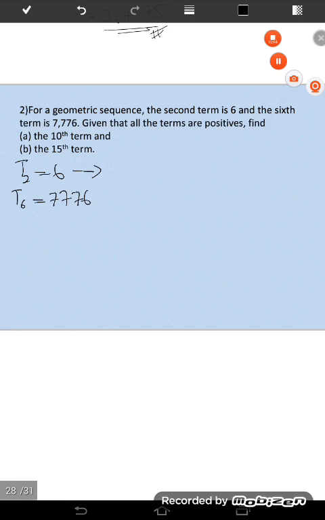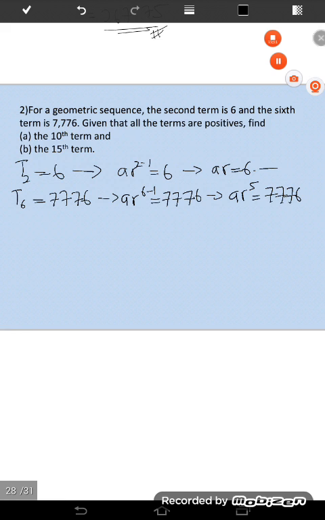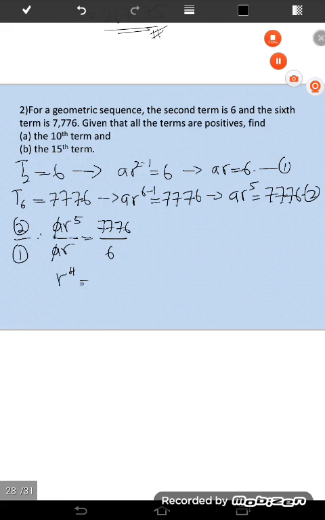Okay, so from this one, T2 is A of R n minus 1. So n is 2. So 2 minus by 1 equal to R. So this is A times by R equal to 6. Okay, so second, T6. So A power of R6 minus 1 is equal to 7776. So this one implies A power of R power of 5 equal to 7,776. Okay, number 1 and number 2. Okay, so tadi kuasa besar bagi kuasa kecil. Okay, so equation number 2 divided by equation number 1. Okay, so you have here AR power of 5 divided by AR equal to 7776 divided by 6. A cancel. So R power of 5 divided by R is R power of 4.